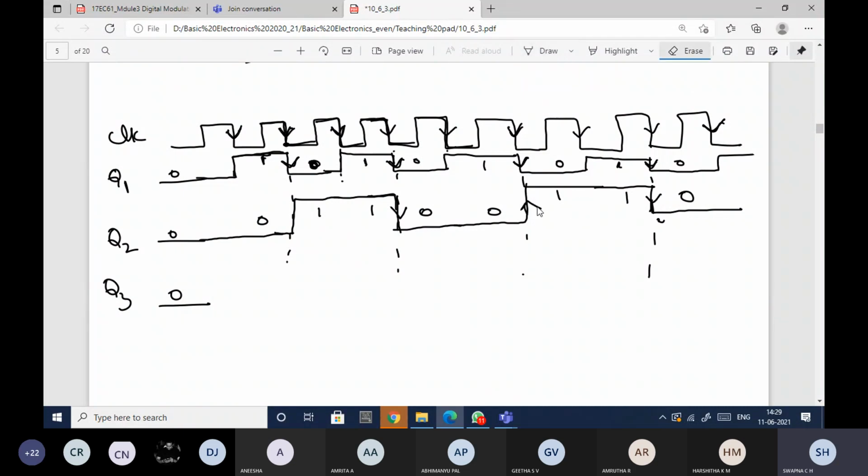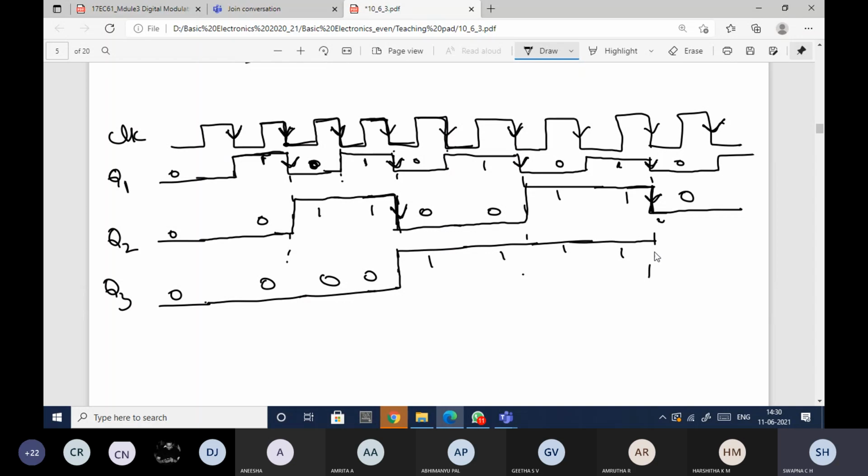Only here it is changing from 1 to 0. See, Q2 is changing from 1 to 0 at this point, and at this point. So only at these points the Q3 will trigger. Otherwise it will remain in the same state. 0, here also 0, here also 0. Again here I got the trailing edge trigger, so it will change its state to 1, and this 1 will continue until I get one more trailing edge for Q2. So here again it changed.